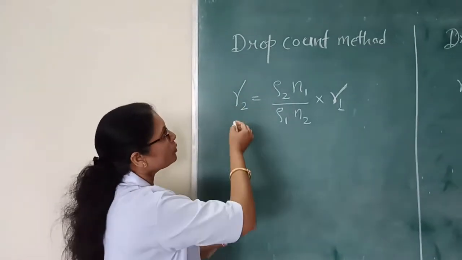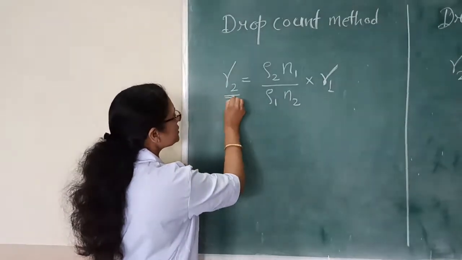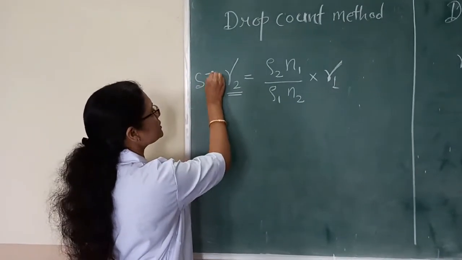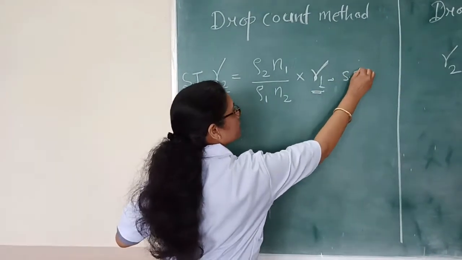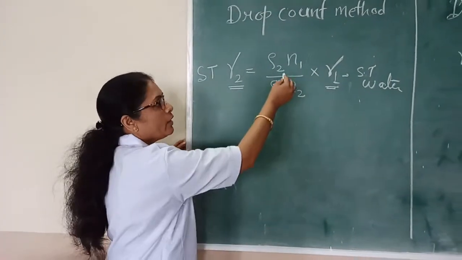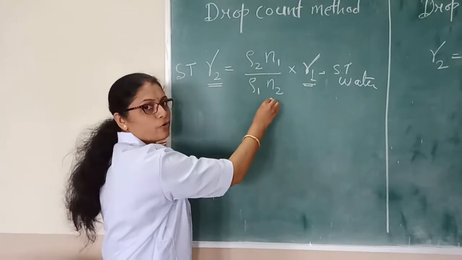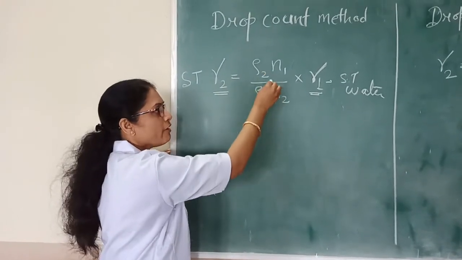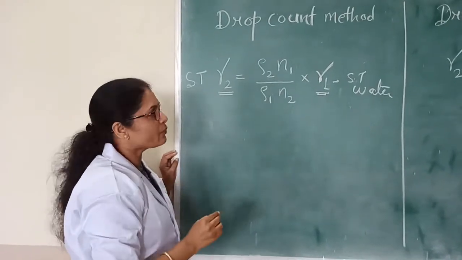So this is the formula for the determination of surface tension by drop count method. This is the surface tension of liquid, that is gamma 2. Gamma 1 is the surface tension of water, and N1 is the number of drops of water, and N2 is the number of drops of liquid. So we have determined number of drops of water and liquid by using a stalagmometer.